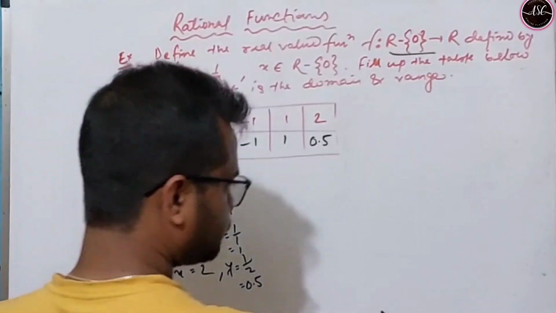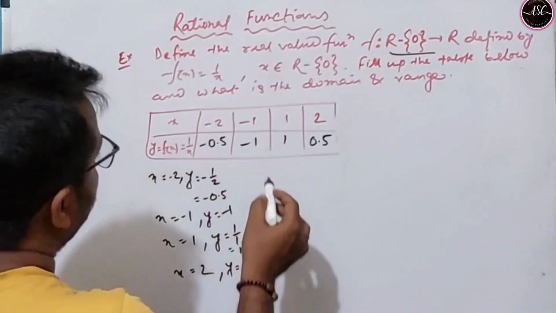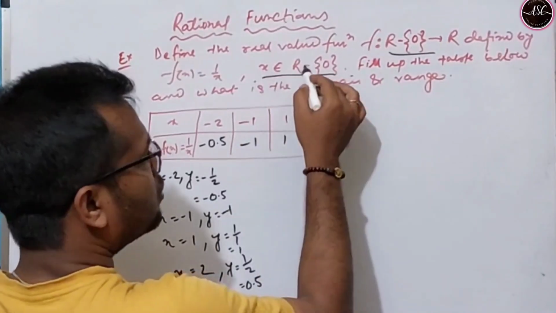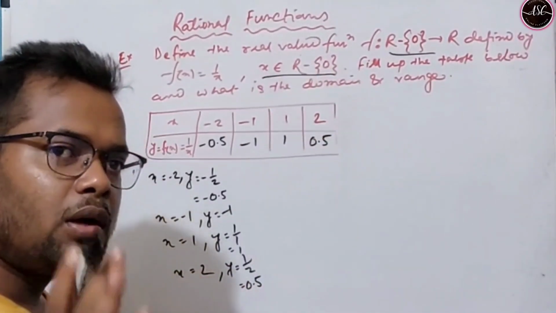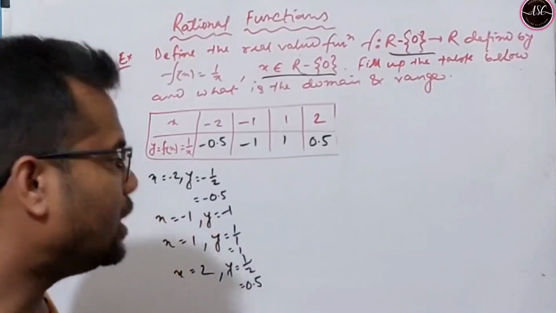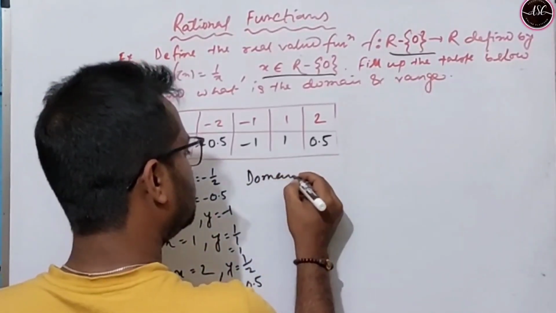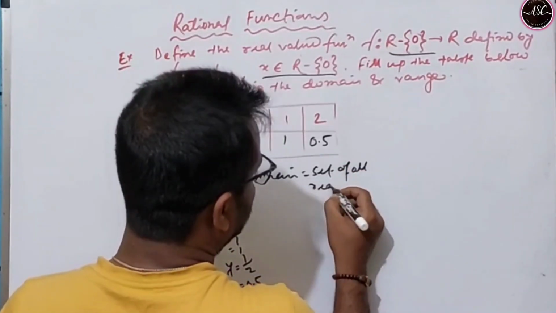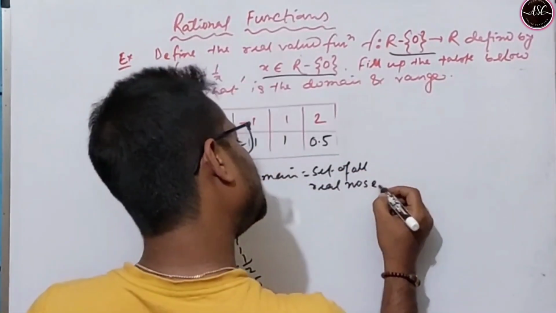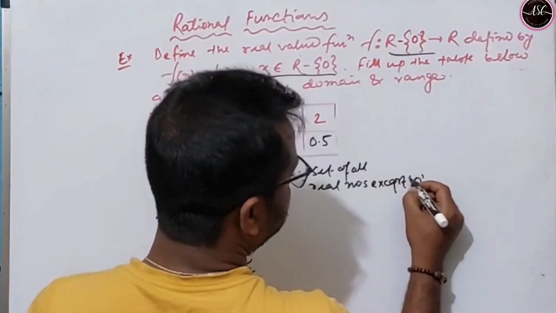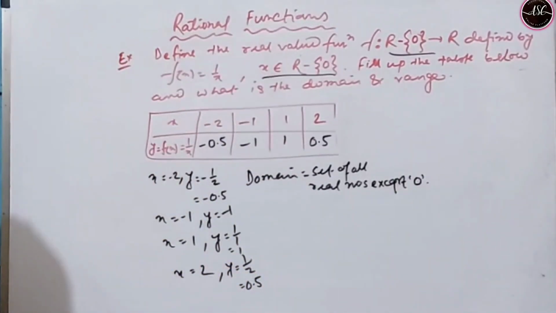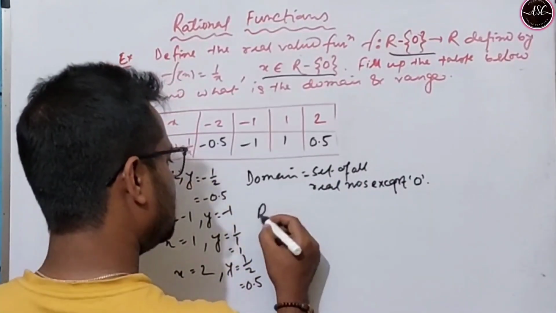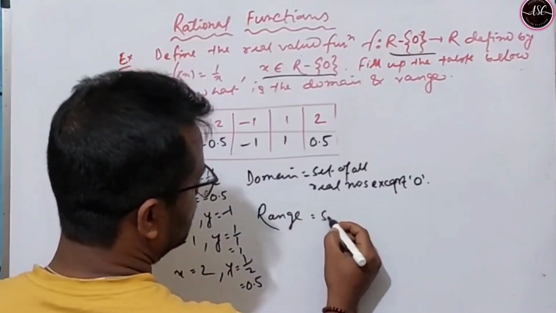Here, just look, domain: x belongs to R minus 0, that means all the real numbers except 0. So the domain will be the set of all real numbers except 0. And the range will be the set of all real numbers.